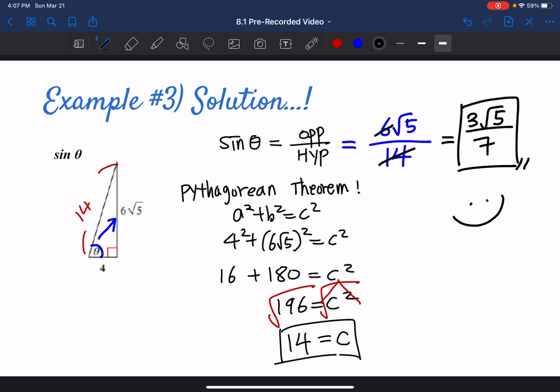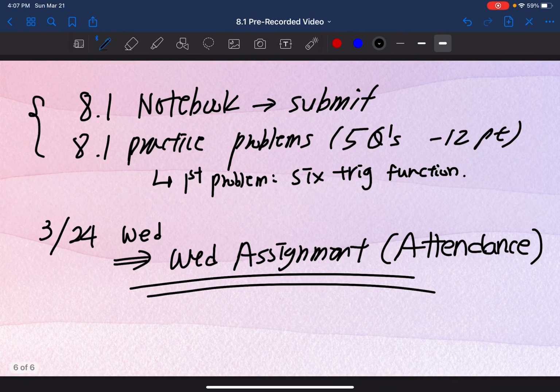Okay? So that's it. You guys can submit your notebook right now and then do practice problems. It's only 5 questions. It's total 12 points. And then you will see the first problem is free response. So you guys have to type your answer, which is the fractions. And I ask you 6 trig functions: cosine, sine, tangent, cotangent, cosecant, and secant. So just make sure you know how to flip the fractions for that one, okay?